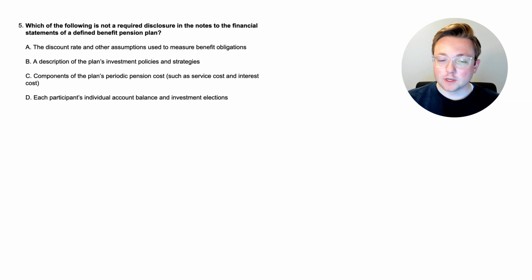All right, here we are at question 5. Which of the following is not a required disclosure in the notes to the financial statements of a defined benefit pension plan? So let's go through this. Is it the first one, the discount rate and other assumptions used to measure benefit obligations? Is it a description of the plan's investment policies and strategies? Is it components of the plan's periodic pension costs, such as service costs and interest cost? Or is it each participant's individual account balance and investment elections?